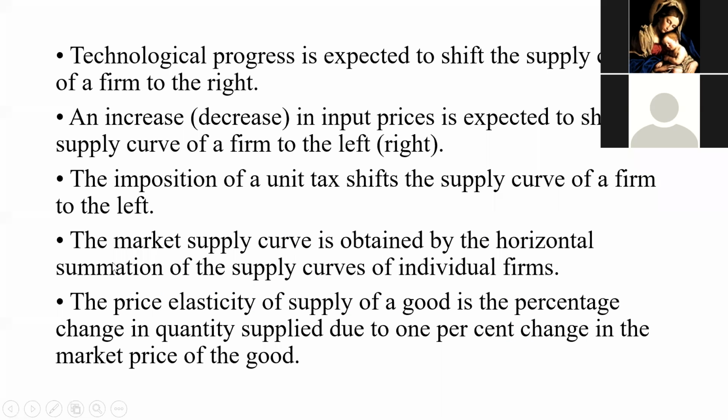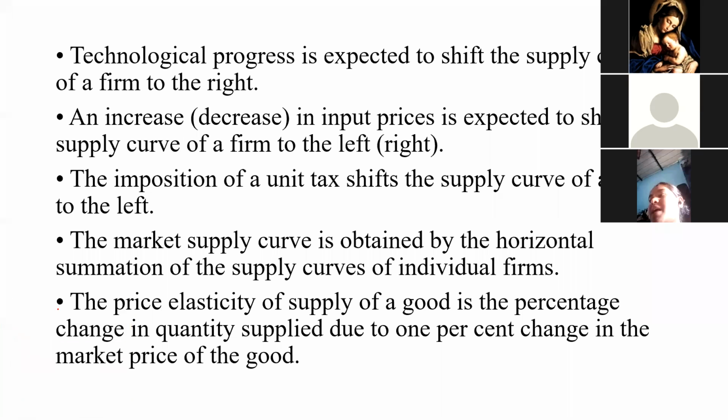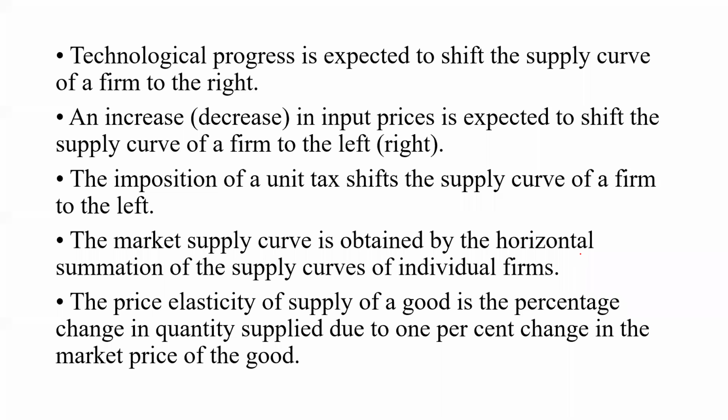Okay. Today we are going to study this concept. Technological progress is expected to shift the supply curve of a firm to the right. It will shift towards your right side. So there are 2 kinds of shift. One is a leftward shift, one more is a rightward shift.